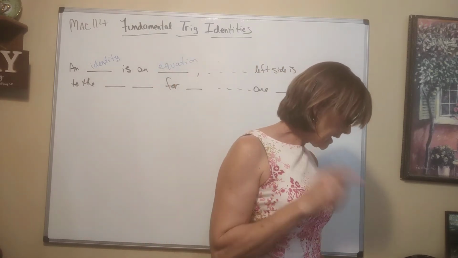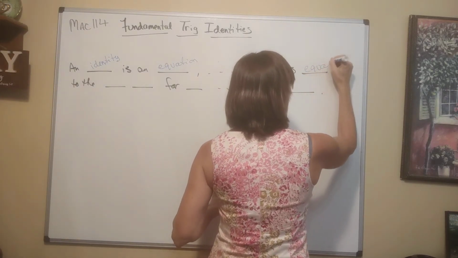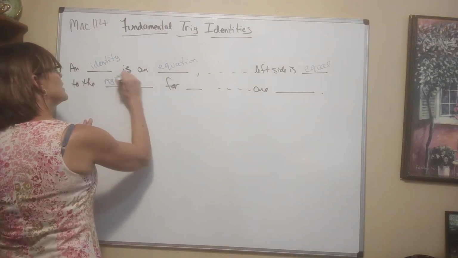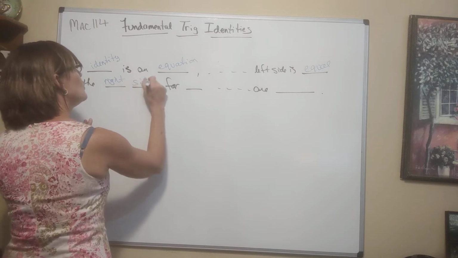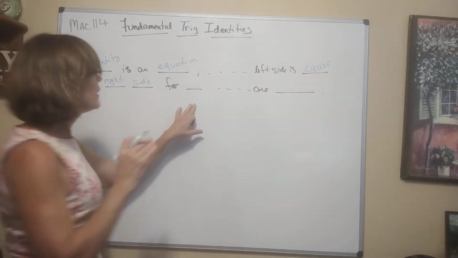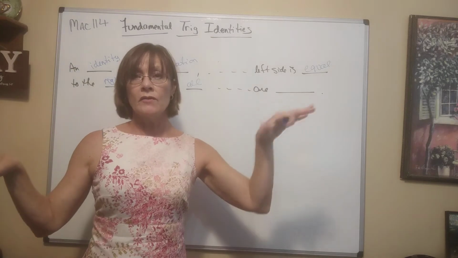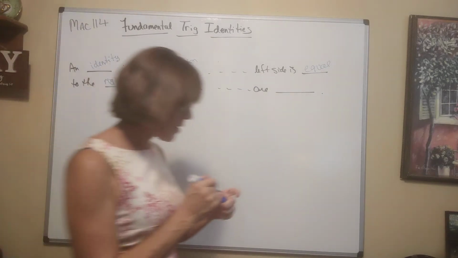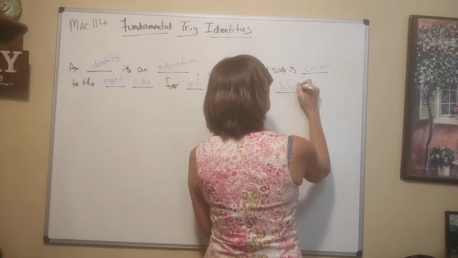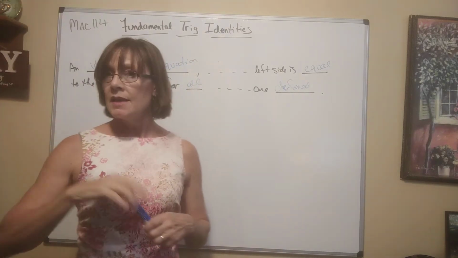If the left side is equal to the right side, when will the left side be equal to the right side? For all values. For all values, all the time, the left side is equivalent to the right side, as long as these values are defined, keep the expressions defined. So as long as they are in the domain of each of the expressions, then it's true.